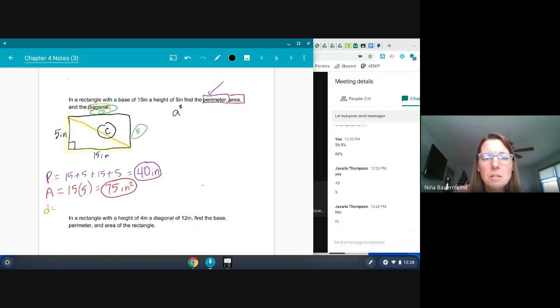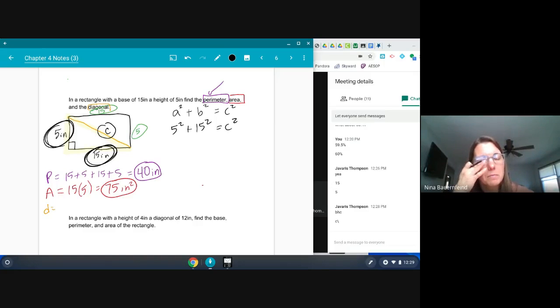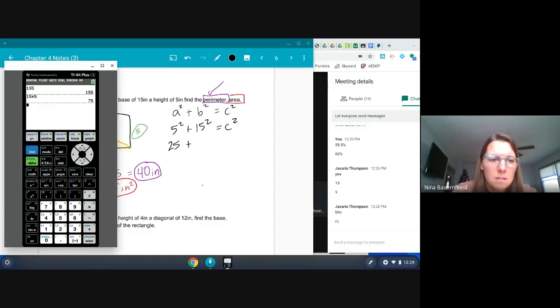So the Pythagorean theorem is a squared plus b squared equals c squared. These two are interchangeable, it doesn't matter. Those are a and b. So we've got 5 squared plus 15 squared equals c squared. That's our diagonal. That's the diagonal we're looking for. See how it's orange and that's orange? That was the point of that. 5 squared is 25. 15 squared is 225.